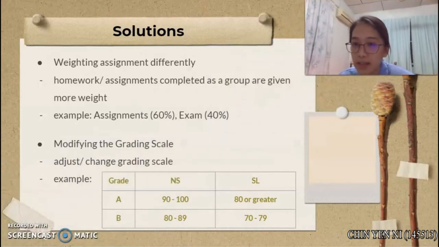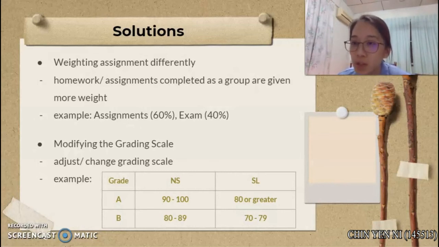So modifying grade scale means the teacher changes the grading scale, so the percentage or the points required to achieve each grade is lower. Usually this is for struggling learners, struggling students. So look at the table, for example.